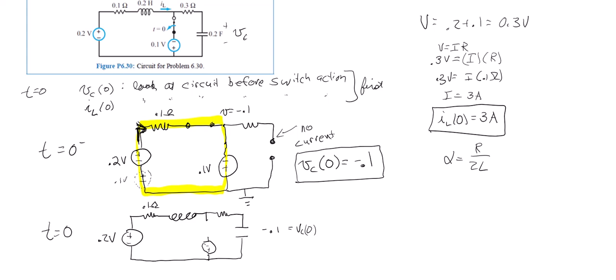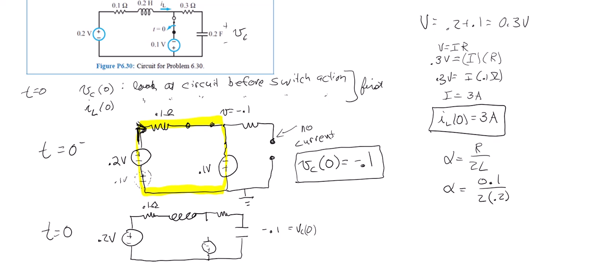And so I want to look, I don't have another resistor here, but if I had another resistor, like if I'd had a resistor on this branch right here, it would not be a part of alpha. So alpha is 0.1 over 2 times L, which was 0.2. So that makes alpha.